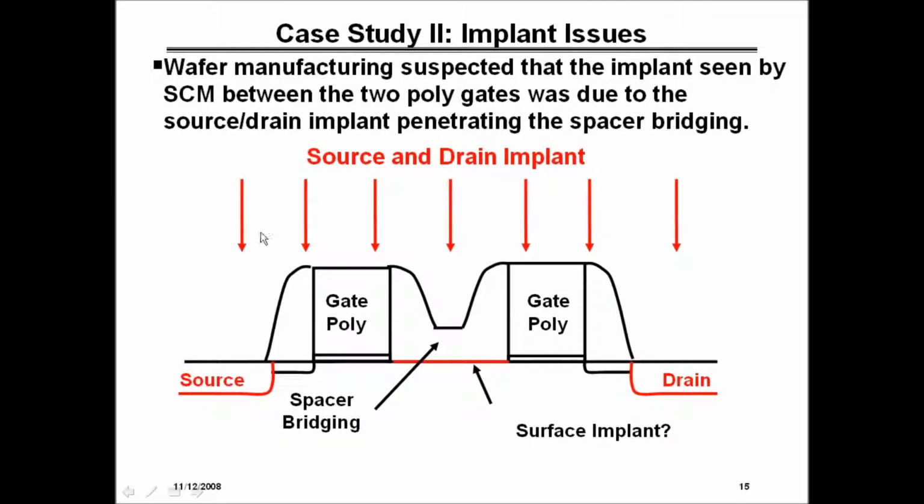So I asked them what they thought was the reason for seeing the implant in the scanning capacitance image, and the best explanation they could come up with was that even though they had this bridge spacer here, when they did the source drain implant, enough penetrated that you got an implant at the surface of the silicon or the active, but it wasn't sufficient to allow good conduction between the two transistors. That was the best explanation they could come up with.